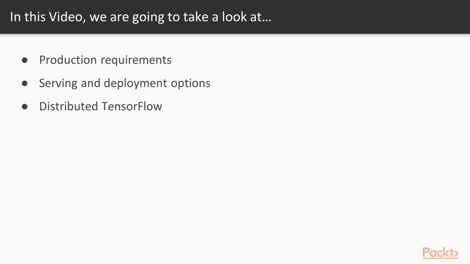We'll begin by introducing a handful of key concepts to keep in mind when writing models in a production environment. Then we'll look at a few of the most popular options for serving and deploying our models. Lastly, we'll do a small primer on ideas in distributed TensorFlow. This is the process of distributing our TensorFlow computation graph across multiple devices and possibly multiple machines.